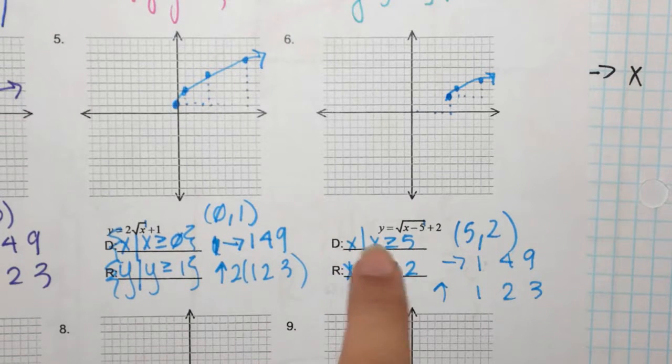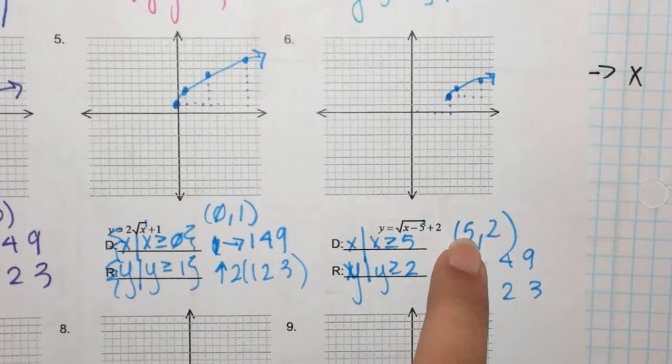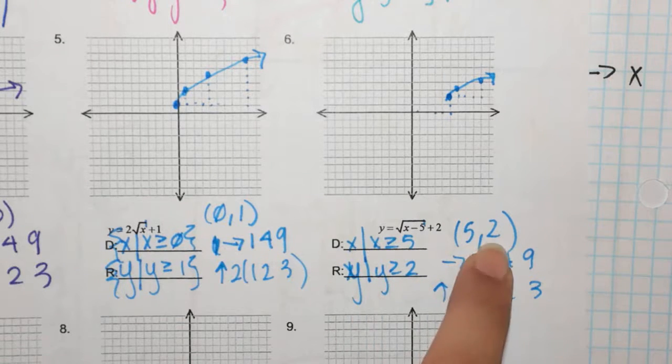It's x when x is greater than or equal to the x value of your vertex. y when y is greater than or equal to the y value of your vertex.